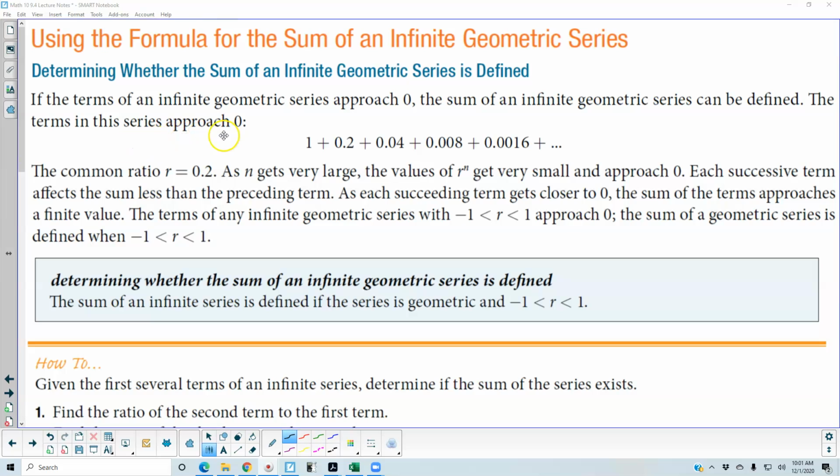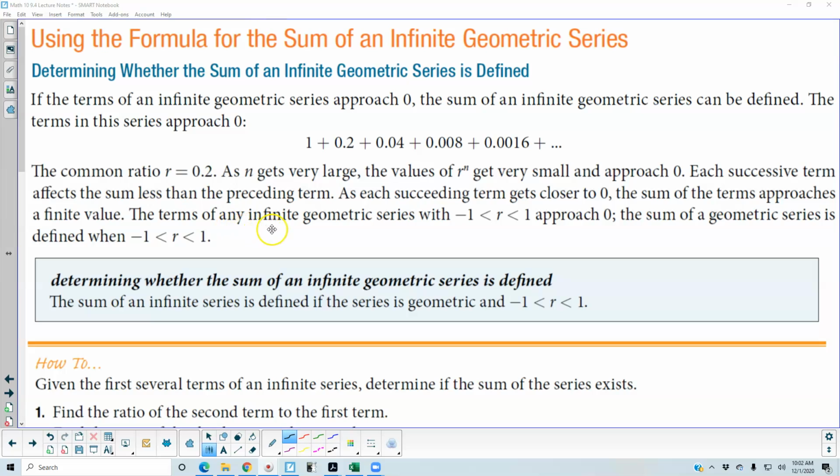The terms in this series approach zero because you have 1 and then it goes to 0.2, which becomes 0.04, 0.008, 0.0016. The common ratio, r, is equal to 0.2, and as n gets very large, the values of r to the power of n get very small and approach 0. Each successive term affects the sum less than the preceding term. As each succeeding term gets closer to 0, the sum of the terms approaches a finite value.